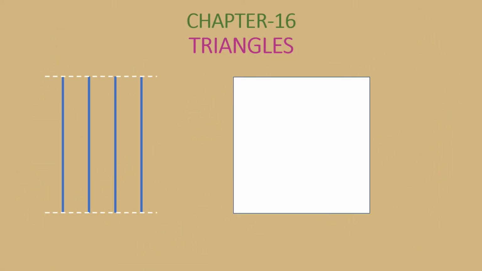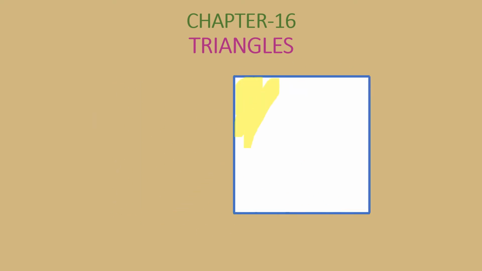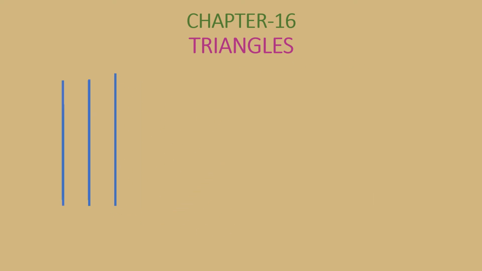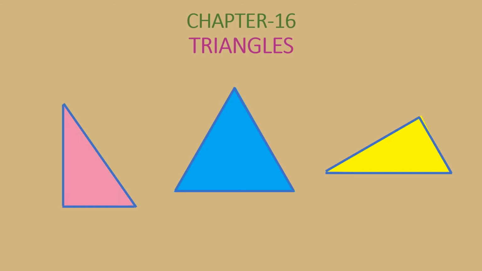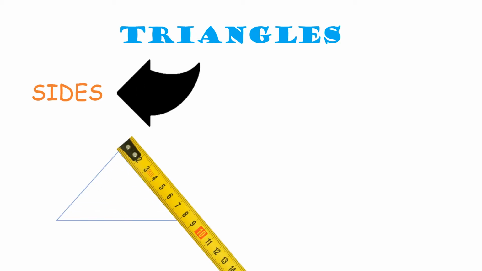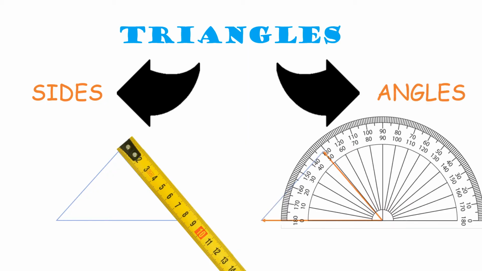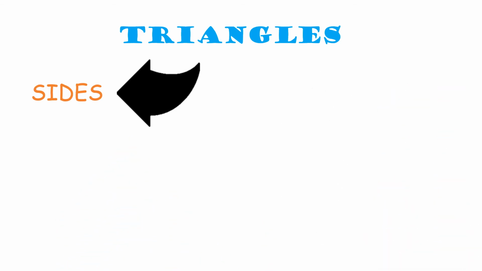Four equal lines placed at right angle will form a square. But for a triangle, if you manage to bring three lines together like this, and like this, all of these are triangles. So triangles are classified in two different ways. First, according to sides, means how long their sides are. And second, according to angles, means what angles are formed between their sides. Let's start classification of triangles according to their sides.